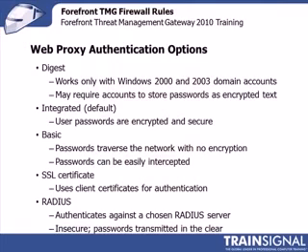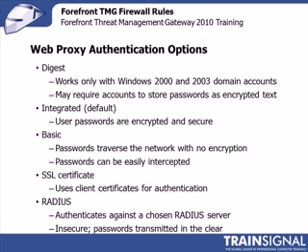So let's talk about some of the web proxy authentication options you have at your disposal. There are basically 5 different options that you get with Threat Management Gateway. The first one is a digest option, which works only with Windows 2000 and Windows 2003 domain accounts. This may require accounts to store passwords as encrypted text. The integrated option, which is the default, is the most secure option that we have as a default option. This is where user passwords are encrypted and secure for clients.